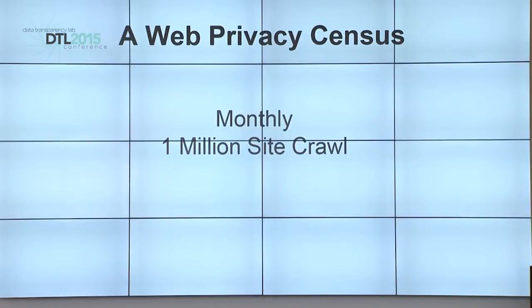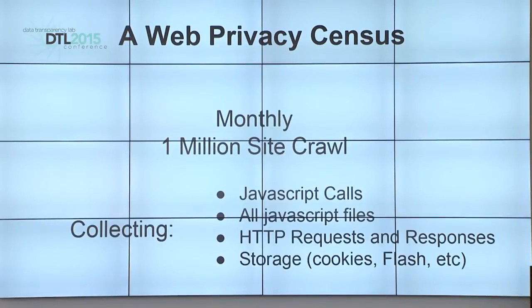And so with that, we want to do a web privacy census. We have been, since June this year, running a 1 million site crawl every month. So this is basically Firefox going and visiting 1 million sites and collecting JavaScript calls that we suspect might be used for fingerprinting, collecting all the JavaScript files that we see on all of those sites, the HTTP requests and responses, as well as the storage locations in the browser, such as cookies or Flash.